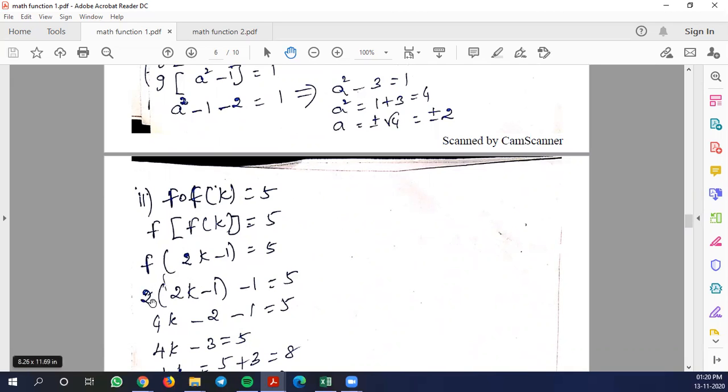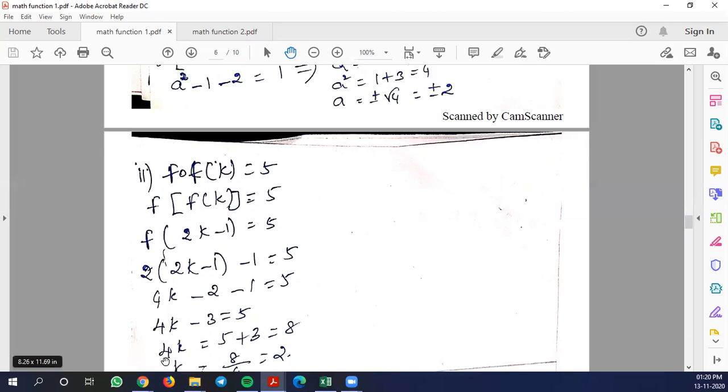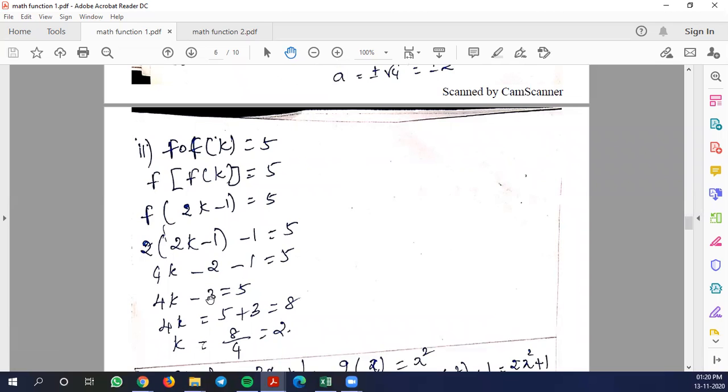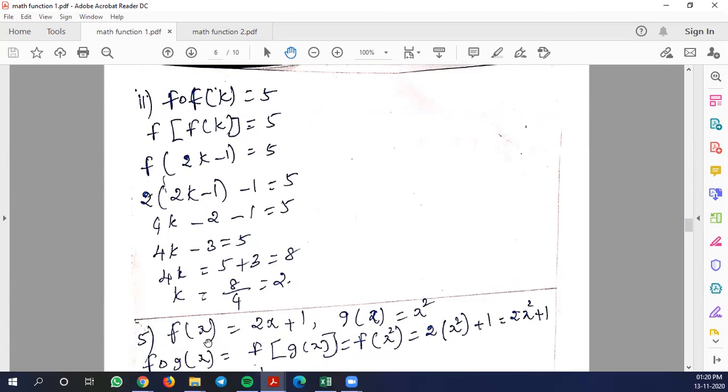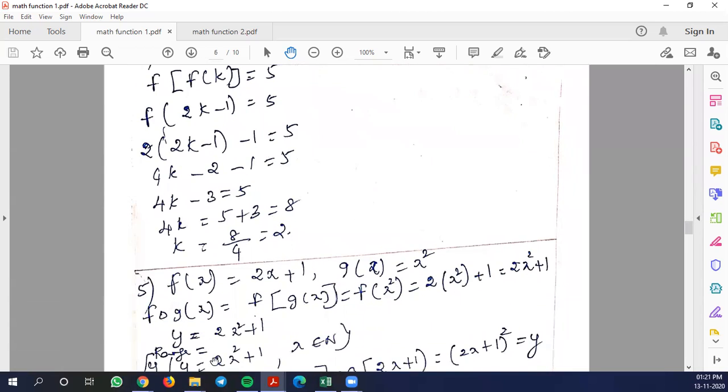So, 2 into k, in the place of k: 2k minus 1 equal to 5. Multiply, 2 2s are 4k minus 2 minus 1 equal to 5. So 4k minus 3 equal to 5. 4k equal to 5 plus 3, which is 8. K is equal to 8 by 4, it is 2.